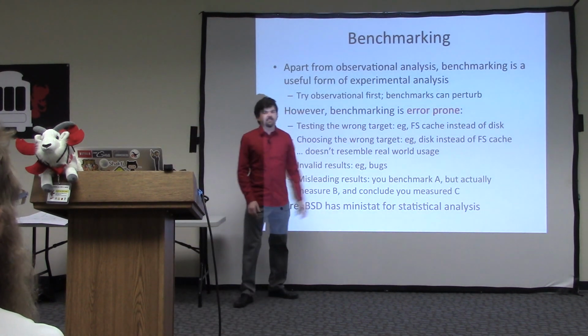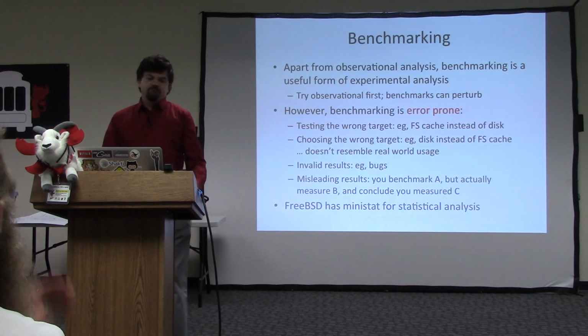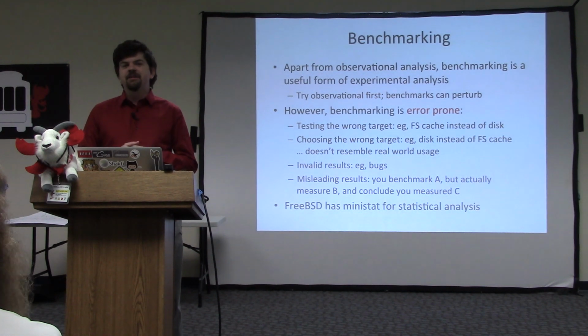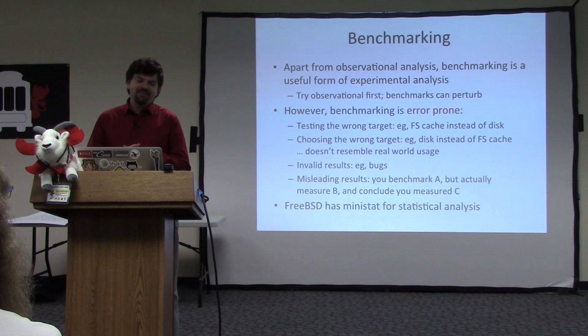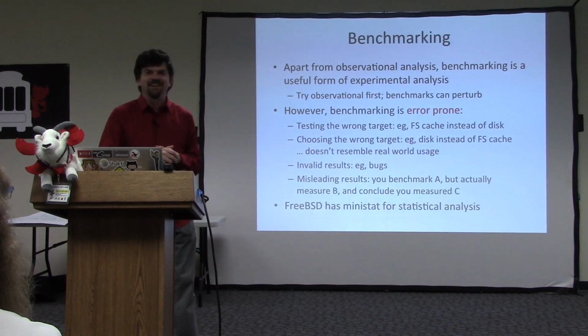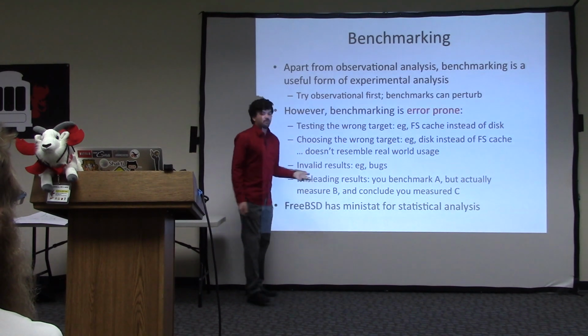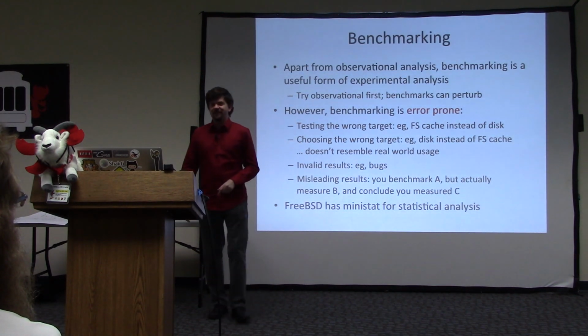A common one is I wanted to test disk I/O, but I didn't check what the benchmark did. It actually just hit out of the file system cache. And so, wow, my disks are doing 10 gigabytes per second. I don't think your disks are doing 10 gigabytes a second. I think you hit out of the file system cache. Second problem, choosing the wrong target. Testing disk instead of the file system cache.